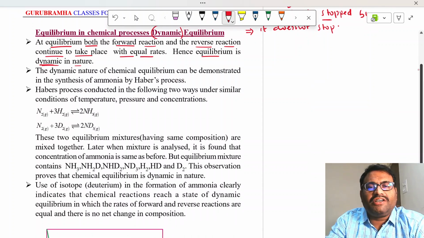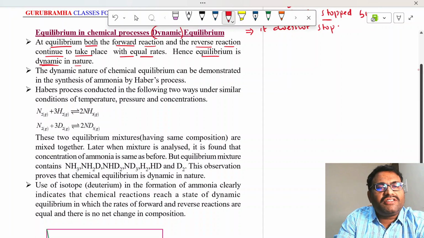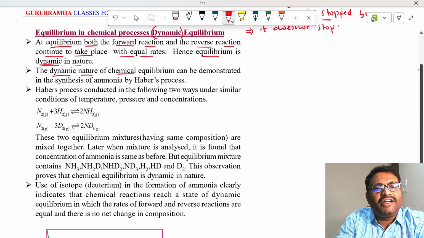Both forward reaction and backward reaction continue to take place with equal rates. That's called dynamic in nature. This dynamic nature of chemical equilibrium can be demonstrated in the synthesis of ammonia by the Haber process.